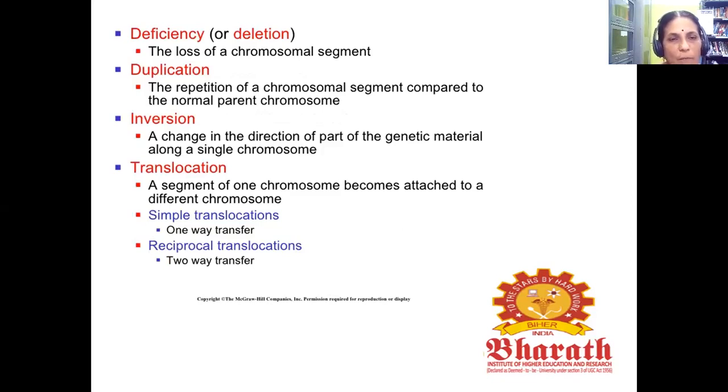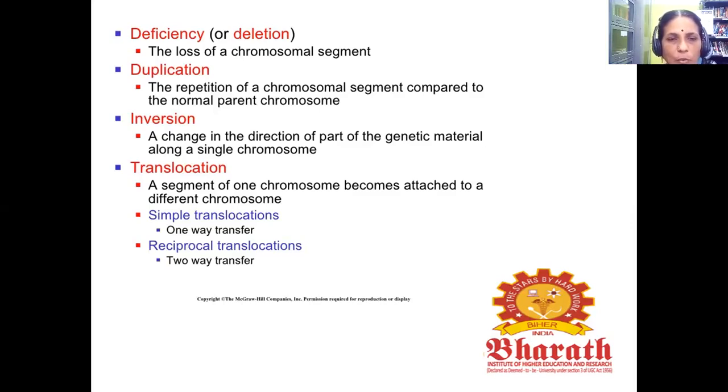Next, what is inversion? Inversion is nothing but a change in the direction of a part of the genetic material along a single chromosome. Then what is translocation? In translocation, a segment of one chromosome becomes attached to a different chromosome.